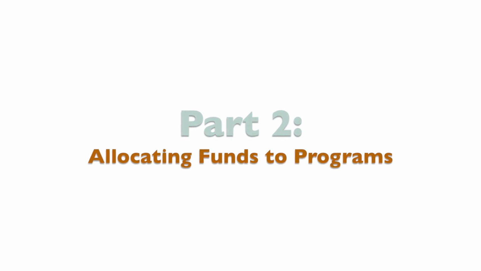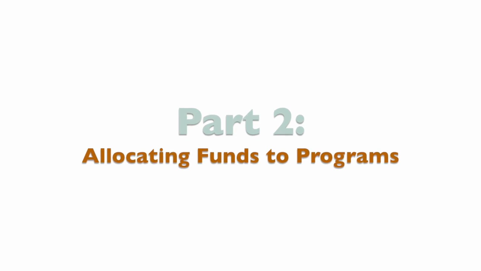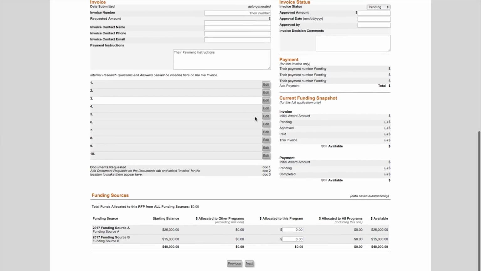Now that we've set up the funding sources at the account level and chosen our settings at the program or RFP level, we can allocate funds to the program from the funding sources set up at the account level. In Program Setup, click into the Financial tab, then scroll down to the bottom of the page. There you'll see all of the open and available funding sources. To allocate funds to this program, enter a number in the proper field.